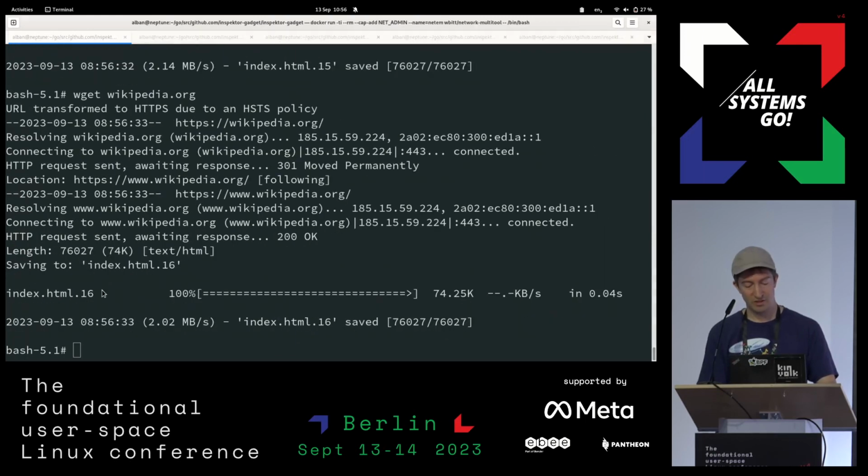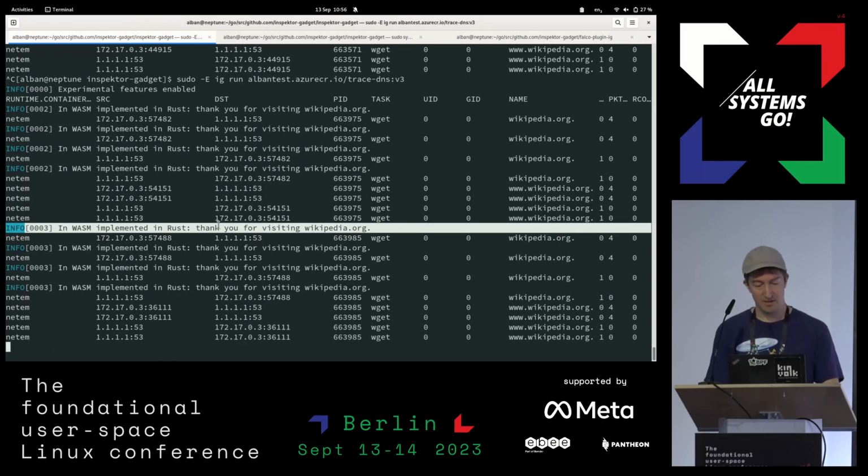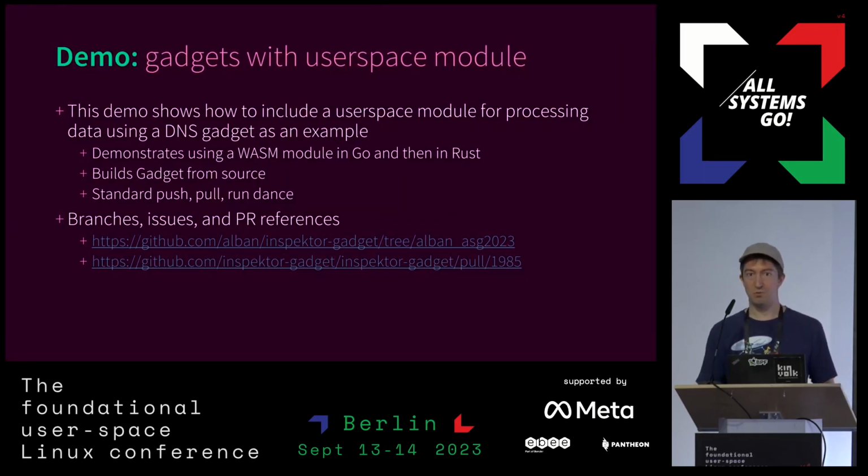And then the last one, and do some connections, and here you see the WASM module was implemented in Rust. So this shows that you can write your modules in different languages, Go, Rust, and others, to put it in your gadget and to modify the events you get from eBPF.